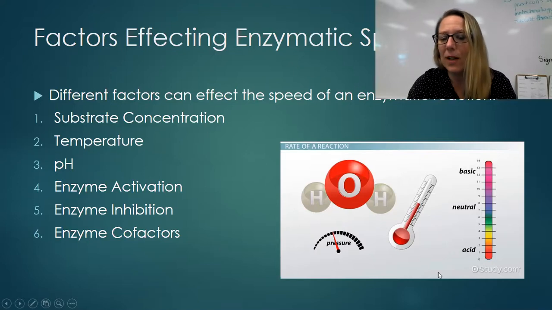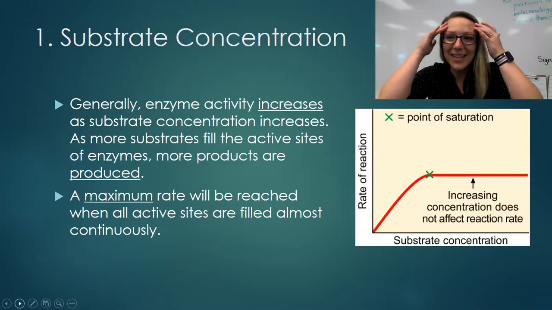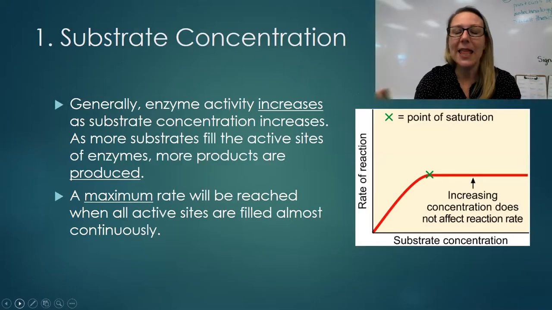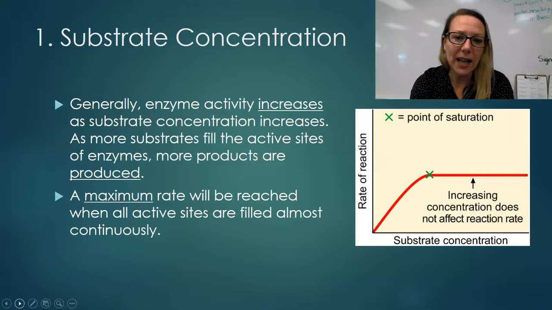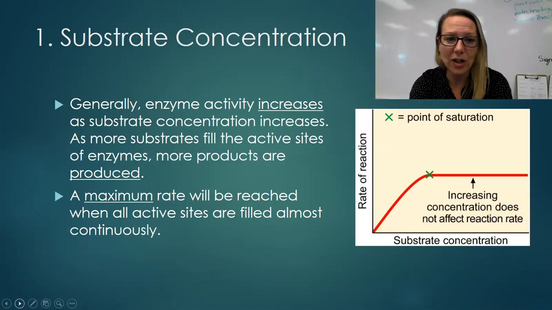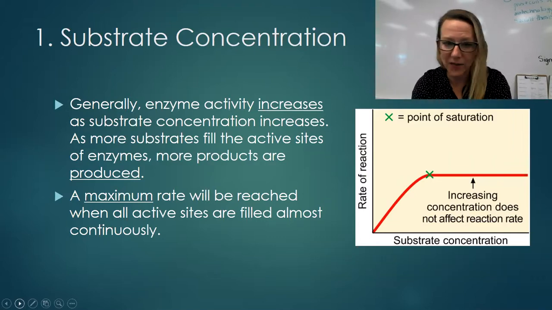So you can see here the rate of the reaction is dependent on a lot of things like temperature, pH, pressure, etc. So let's go through each one. Number one, substrate concentration. That means how much reactant do you have in that cell. So generally, enzyme activity increases as you increase the substrate concentration. As more substrates fill the active sites, more products are produced. And a maximum rate will be reached when all active sites are filled almost all the time.